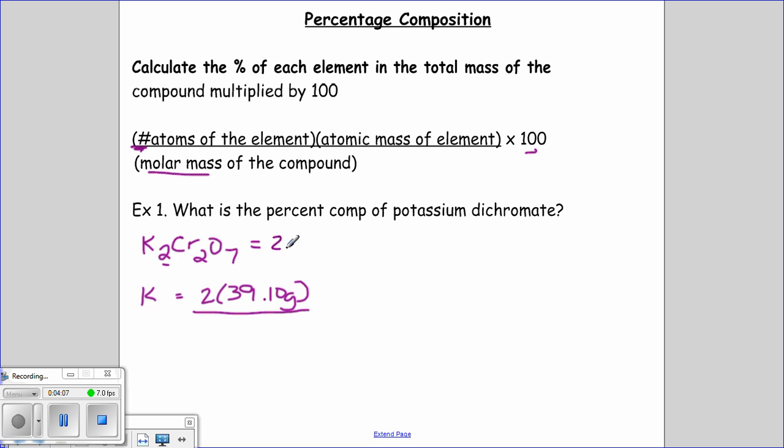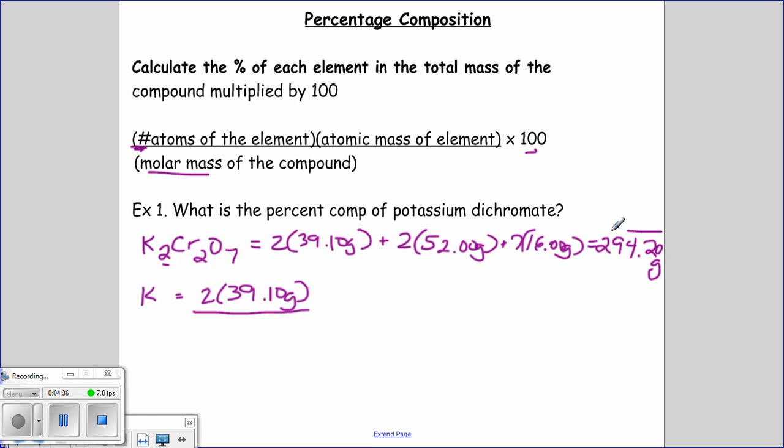So I know I have 2 potassiums, which is 39.1 grams, plus 2 chromiums, each weighing 52.00 grams, plus 7 oxygens, each weighing 16.00 grams. That gives us a grand total of 294.2, I'm going to say 20 grams. Okay, so this is our final molecular mass of potassium dichromate.